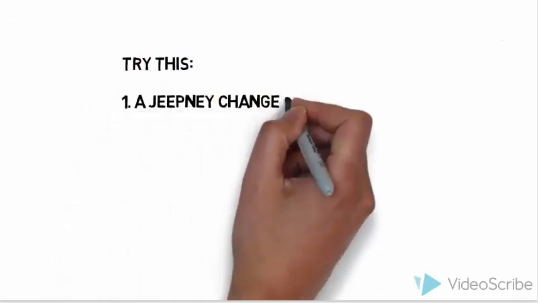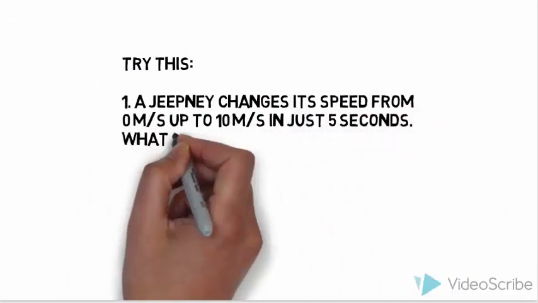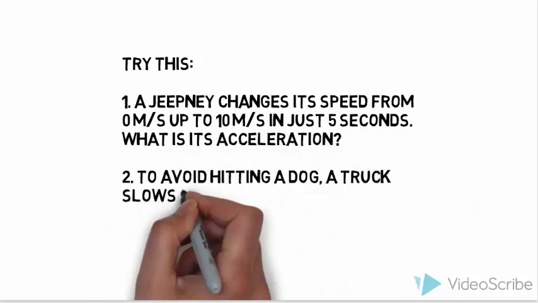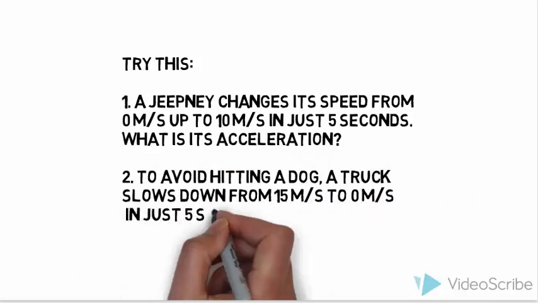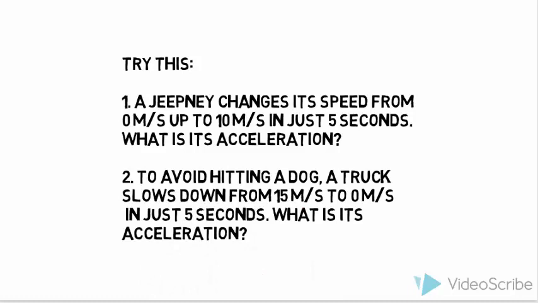So try these two problems at home. First, a jeepney changes its speed from 0 meters per second to 10 meters per second in just 5 seconds. What is its acceleration? Second, you need to remember your integers. Negative values will apply here. So to avoid hitting a dog, a truck slows down from 15 meters per second to 0 meters per second in just 5 seconds. What is its acceleration?